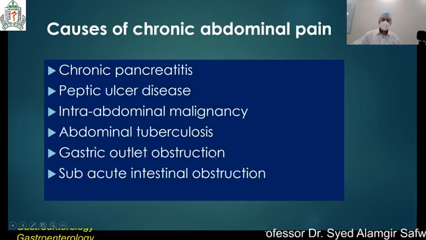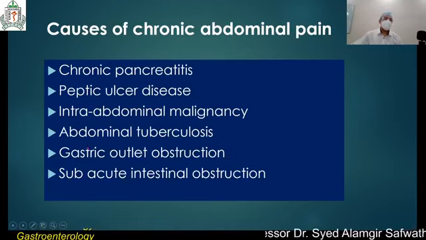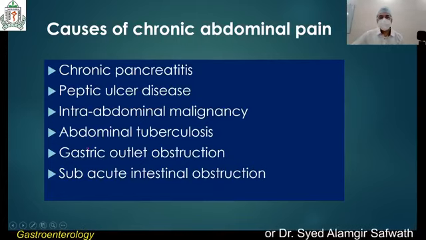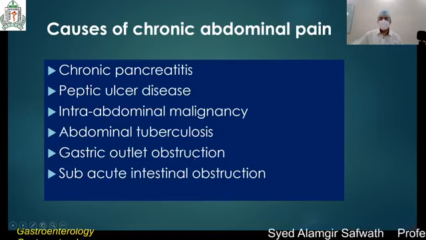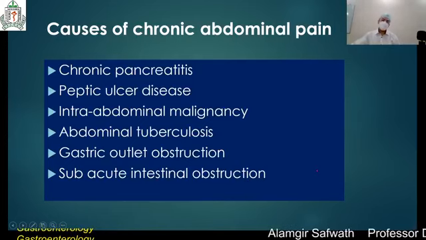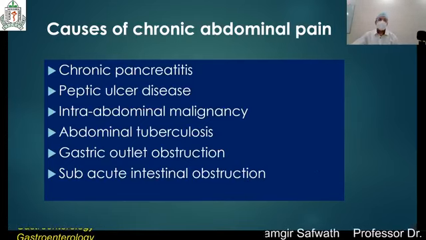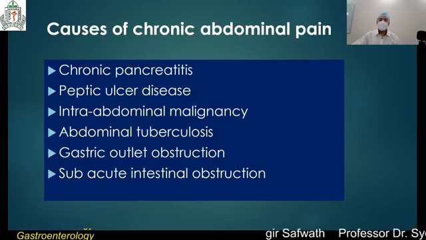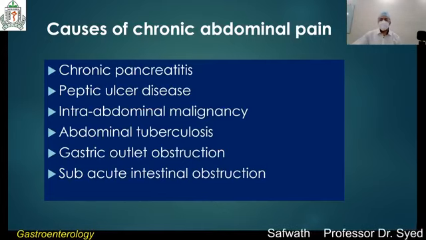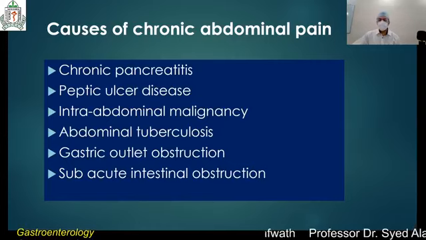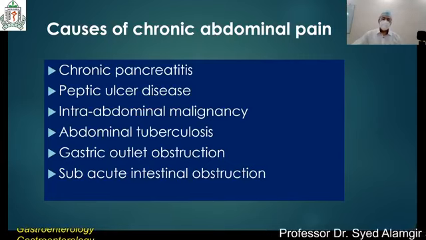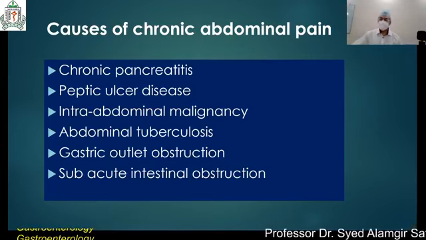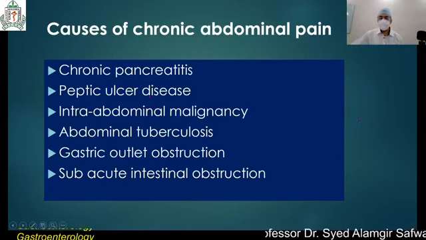Gastric outlet obstruction occurs due to a complication of long-term peptic ulcer disease causing narrowing at the outlet of the stomach. And subacute intestinal obstruction: if there is any luminal narrowing, food particles cannot pass through the narrowed lumen and this gives rise to pain. So there are a lot of causes, but these are the common clinical scenarios that we find in the ward in our day-to-day practice. But there are a lot of other less common causes.